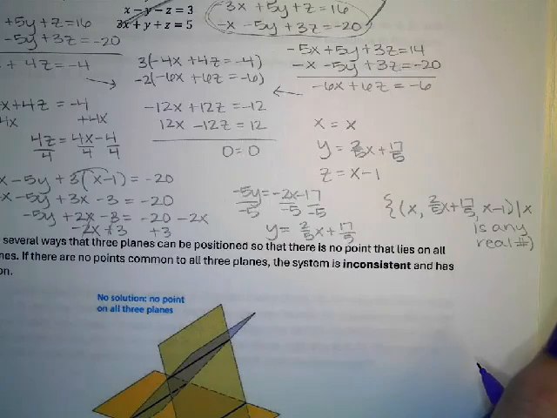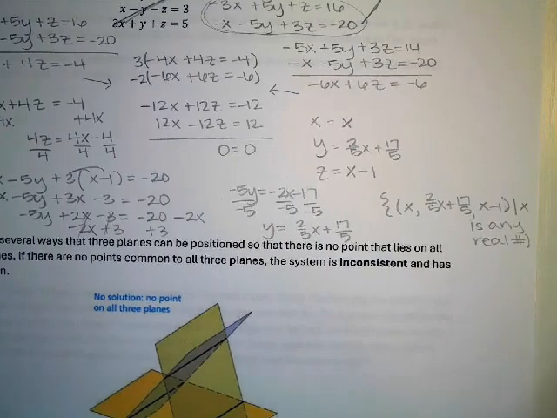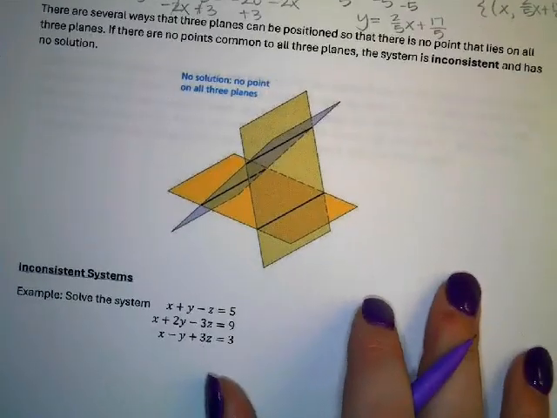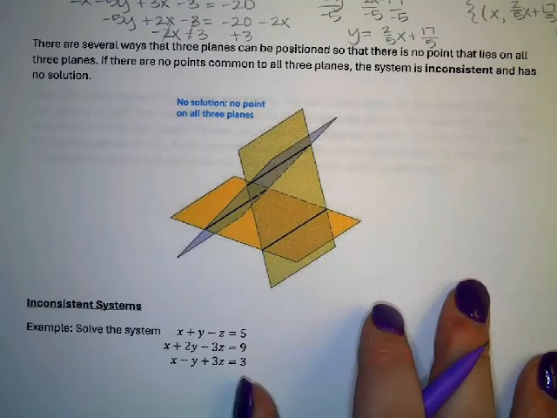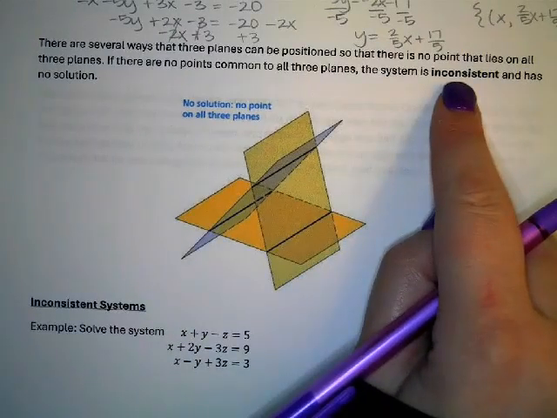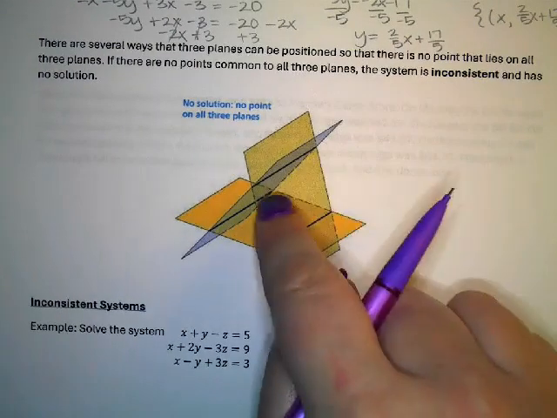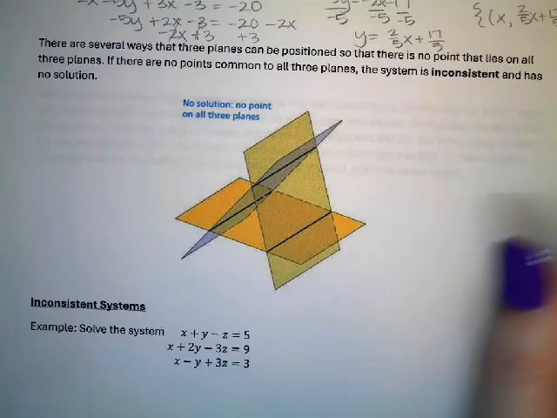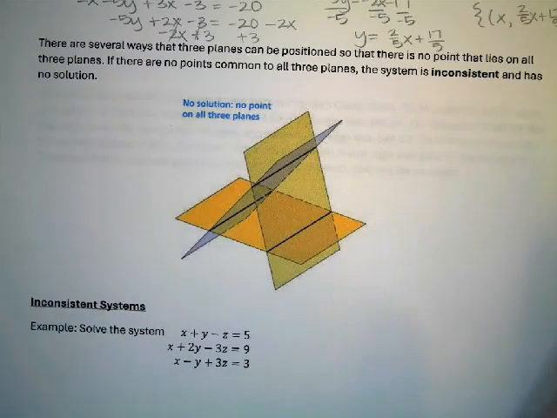There are several ways that three planes can be positioned so that there is no point that lies on all three of the planes. If there are no points in common to all three planes, the system is inconsistent, meaning it doesn't have a solution. And then you don't think about dependent versus independent, because it has to have a solution to think of one of those two options. So here's one example where you could have three planes crossing but not have a solution.